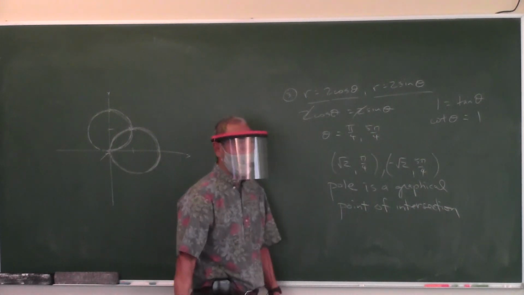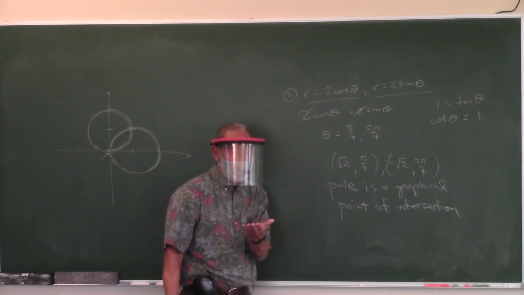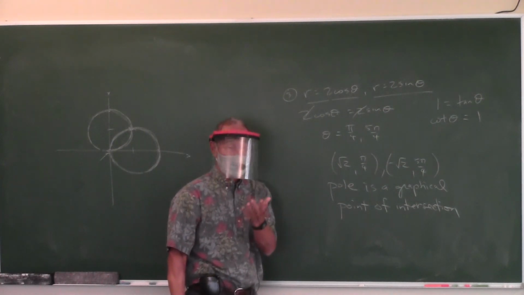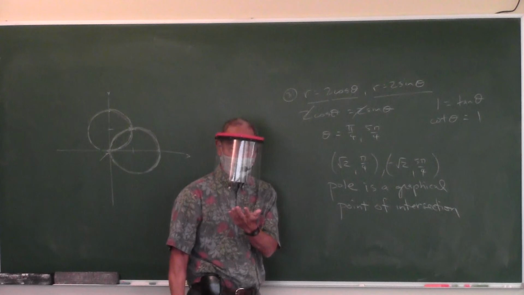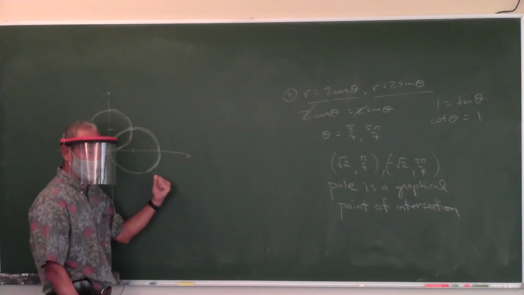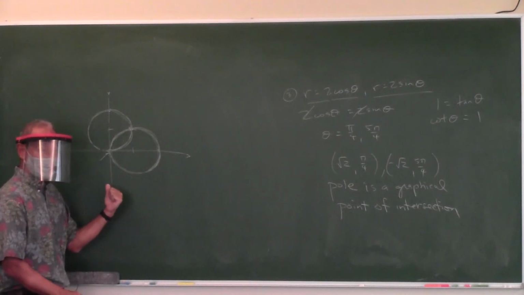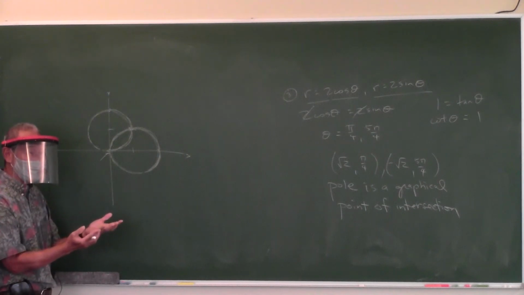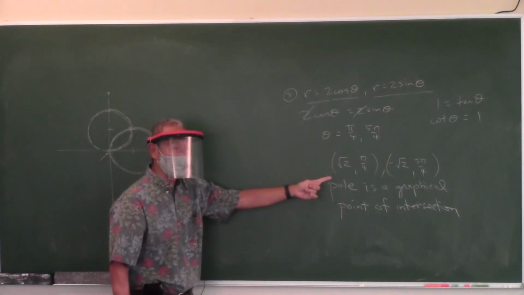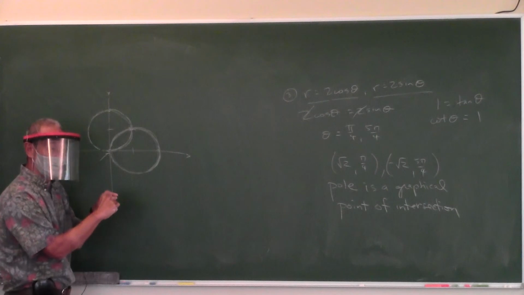Now, what does that mean? A graphical point of intersection means the only way you can tell it's a point of intersection is by drawing the graph. You guys get it? It's a graphical point of intersection. An algebraic point of intersection means they actually get there at the same time.